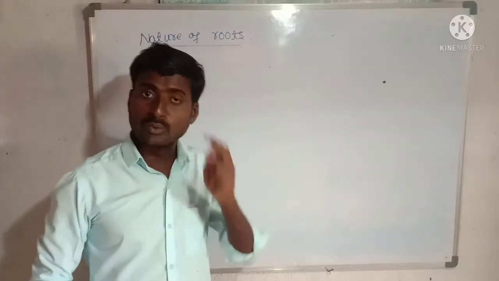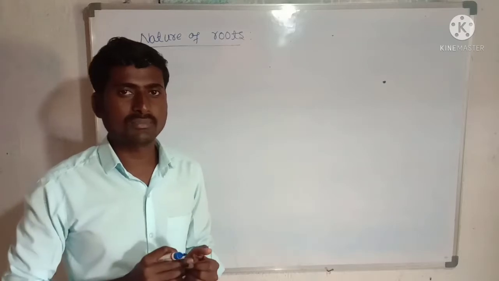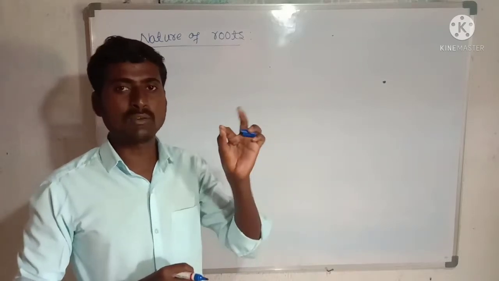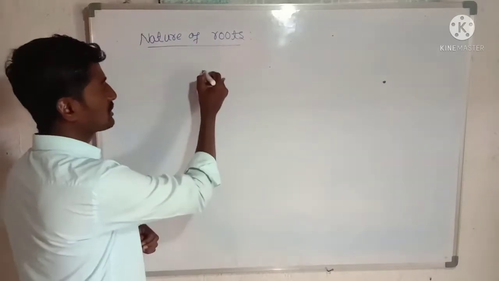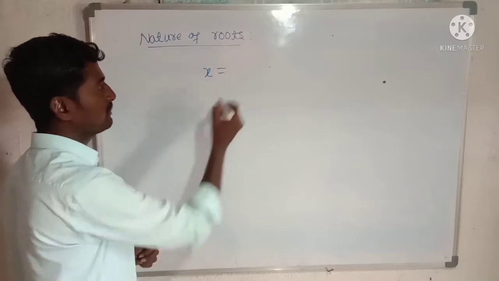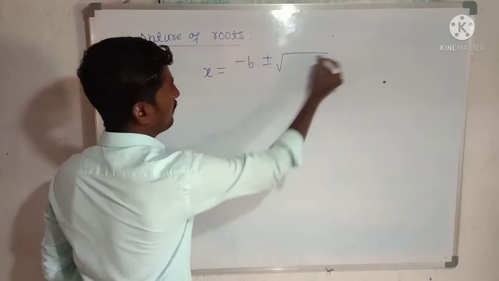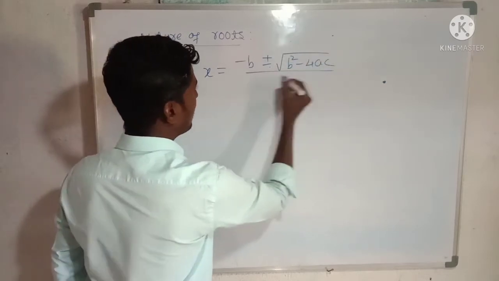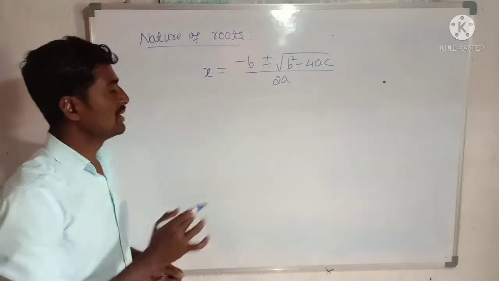Now we got the roots of the quadratic equation by solving with the methods of factorization, completing the square method, and one more is the formula method. In the formula method, we used the formula x is equal to minus b plus or minus under root of b square minus 4ac, divided by 2a. This is the formula we used.